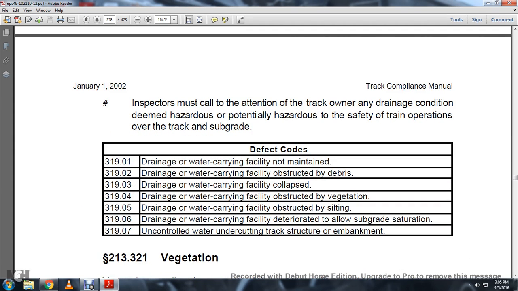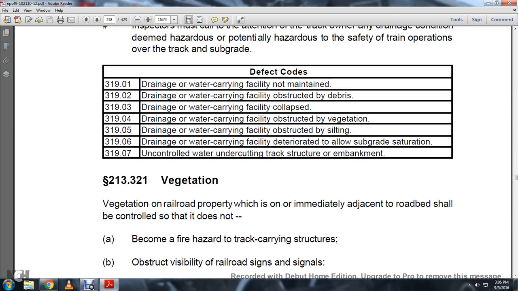13901, the drainage or water carrying facilities not maintained. 13902, the drain or water carrying facility obstructed by debris. 13903, the damaged water carrying facility collapsed. 13904, damaged water carrying facility obstructed by vegetation. 13905, the drainage or water carrying facility obstructed by silting. 13906, damaged water carrying facility deteriorated to allow subgrade saturation. And 13907, uncontrolled water undercutting track structure and the embankment.